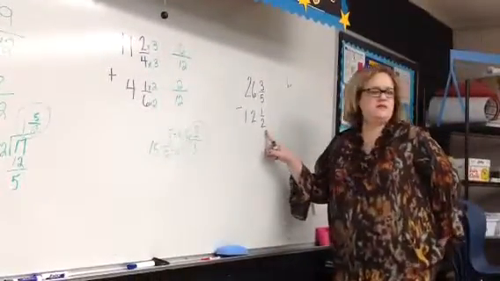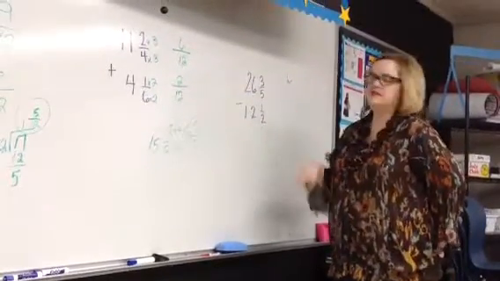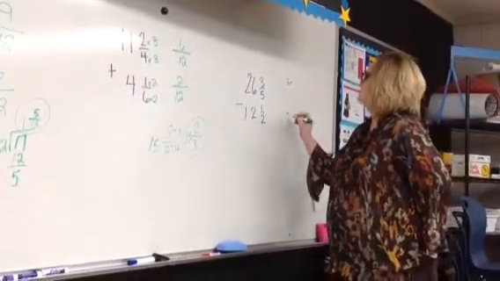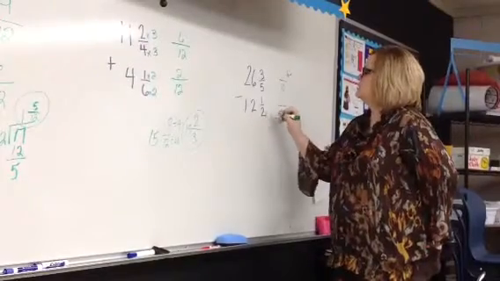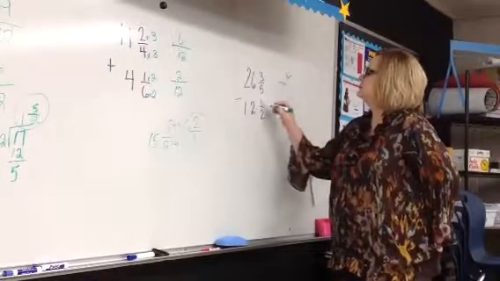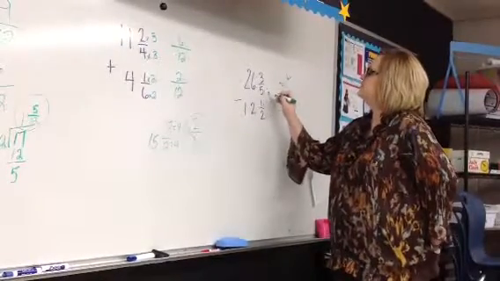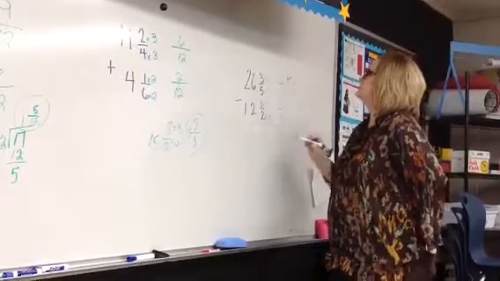We have to do the same thing with subtracting fractions. I have to find a common denominator. And in this case, 10 is going to be my common denominator. 2 times 5 equals 10. So 1 times 5 equals 5. 5 times 2 equals 10. So 3 times 2 equals 6.